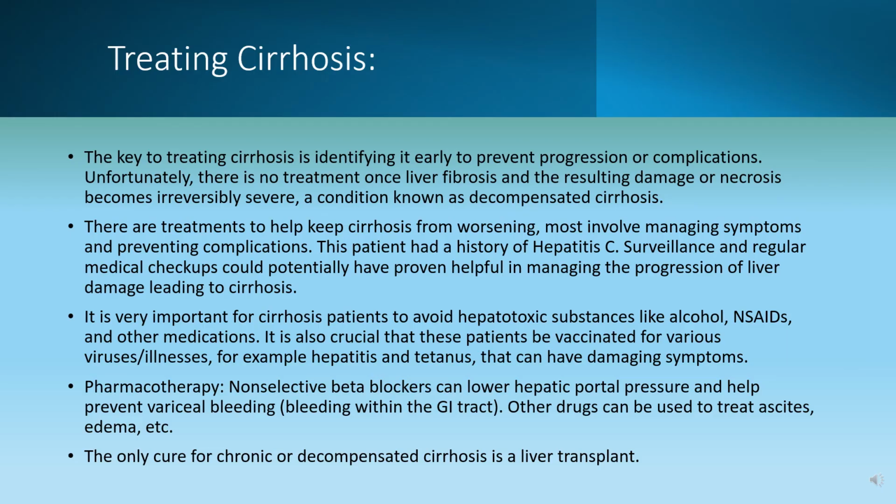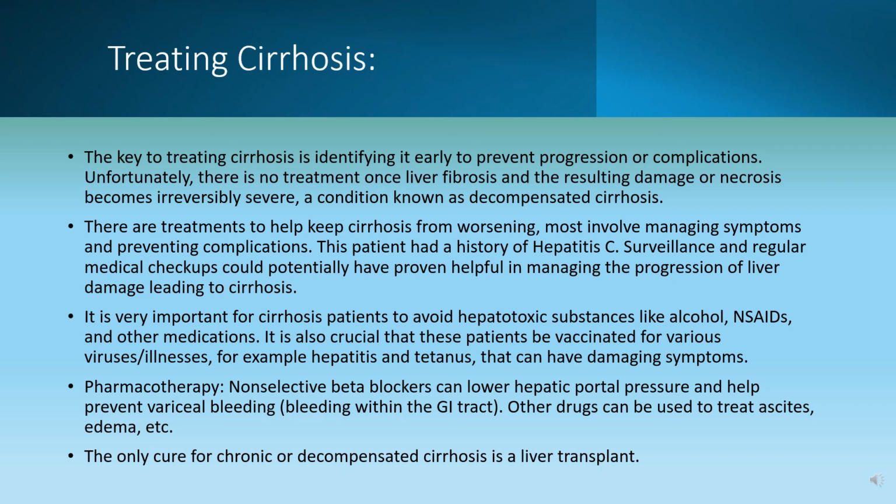So what can be done to help patients with cirrhosis? The key to treating cirrhosis is early identification. If it is caught early, progression of cirrhosis can be prevented in some patients, and many efforts can be undertaken to prevent any complications which may lead to further progression of this disease, as seen in the patient in this case. Most treatments involve evidence-based management of symptoms and prevention of complications.